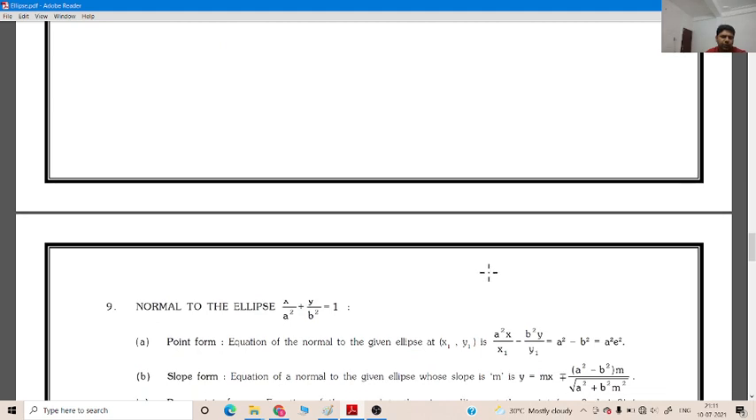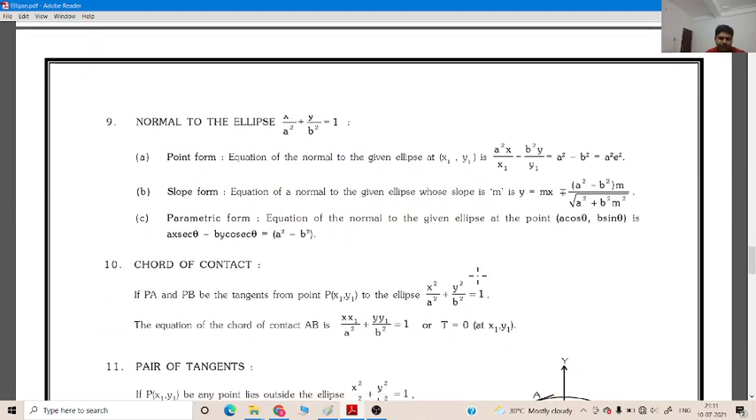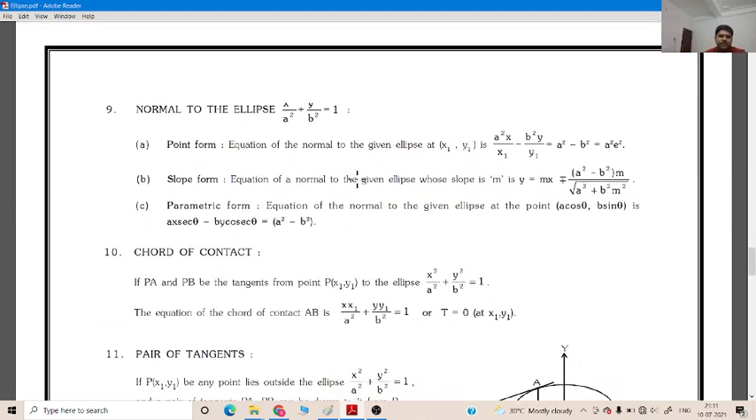Now, the normal to the ellipse. The equation of the ellipse is given x square by a square plus y square by b square is equal to 1. That is the equation of the ellipse. And the equation of the normal at a point: similarly, you take the derivative and put a particular point to get the slope of the tangent. Next you have the slope of the normal, and by using the one-point slope form you can find the equation of the normal at a point x1, y1 is this one.